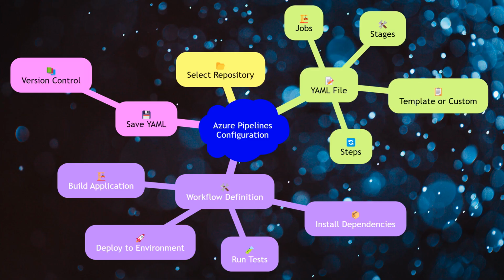After selecting the repository, you need to configure the pipeline. Azure Pipelines provides a YAML file that defines the build and release process. You can either use the suggested template or customize it according to your needs. The YAML file includes stages, jobs, and steps that define the workflow. For example, you can specify tasks to install dependencies, run tests, build the application, and deploy it to a target environment. Save the YAML file in your repository to version control your pipeline configuration.